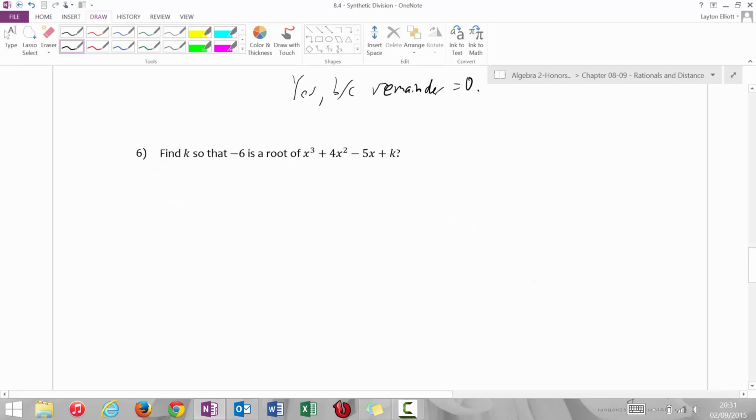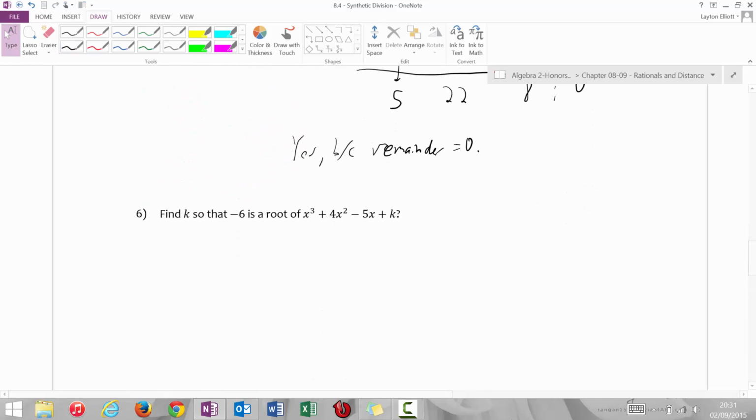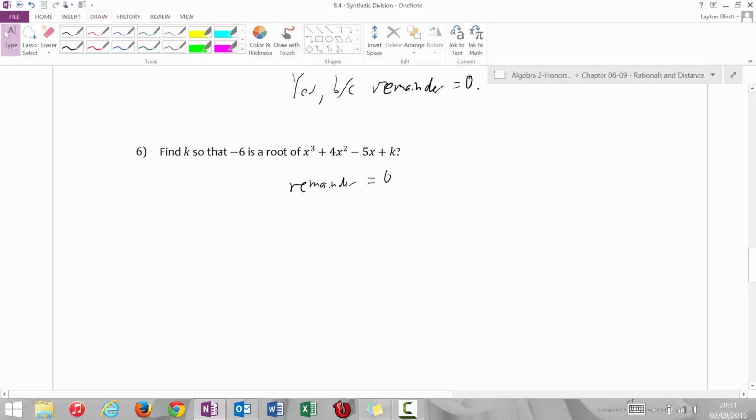Moving on, here are some great k questions. Negative 6, find k so that negative 6 is a root. Well, like we said for the previous two reasons, we're looking for a remainder equal to 0. Basically, I'm going to set up synthetic division like we have before. Take all of this, 1, positive 4, negative 5, and positive k. And I'm going to stick negative 6 in the pocket, and we're going to start to see what happens.